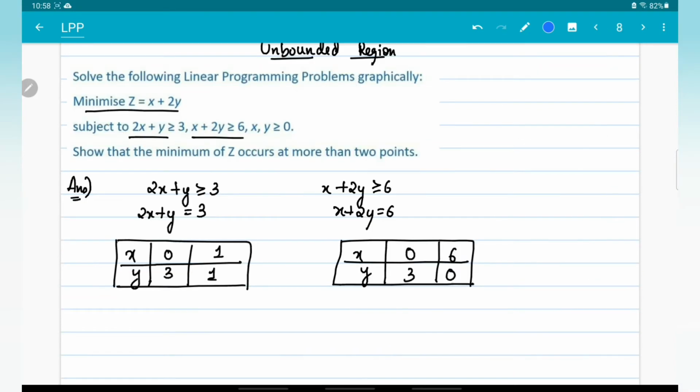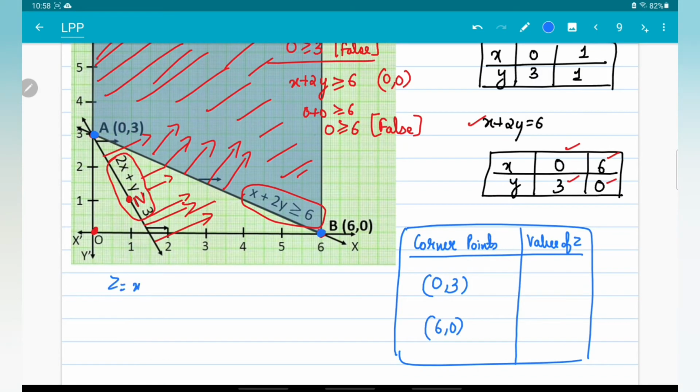Now let us see what the equation for z was. So z here is x plus 2y. Now for the first point, that is 0 comma 3, if I put x as 0 and y as 3, I get the value as 6. So here my value of z is 6.